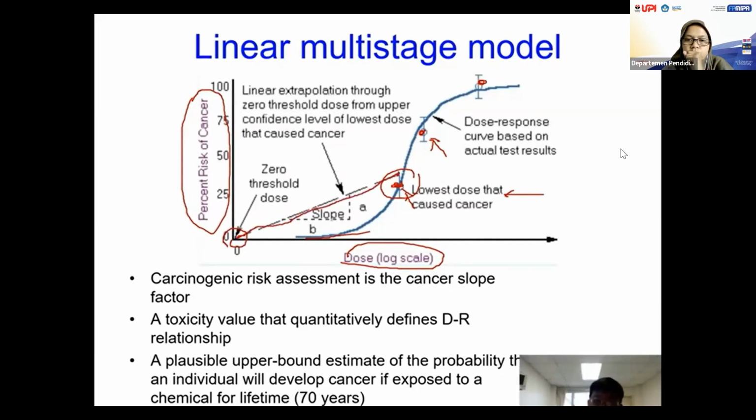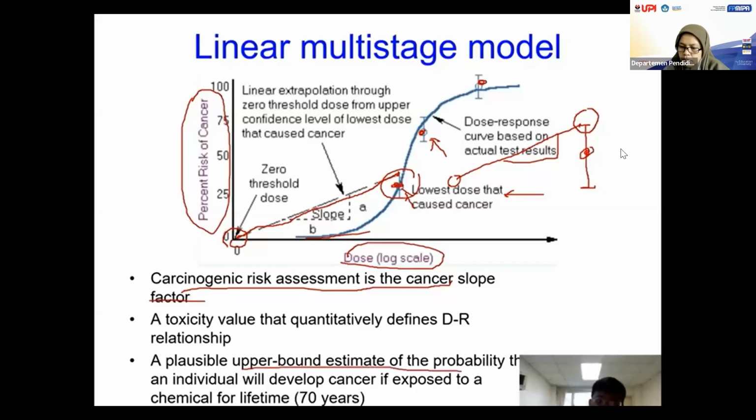So you can look at the data points. Each data point has an error bar, right? So we start from this upper boundary, and then we go straight all the way to zero. This is the straight line that we draw for the carcinogen, and the slope for this carcinogen is the so-called slope factor, which allows us to compare different carcinogens. So carcinogen risk assessment uses the cancer slope factor. We use this upper bound estimate of the probability, draw a straight line to get the slope, and it is usually expressed as milligram per kilogram per day.